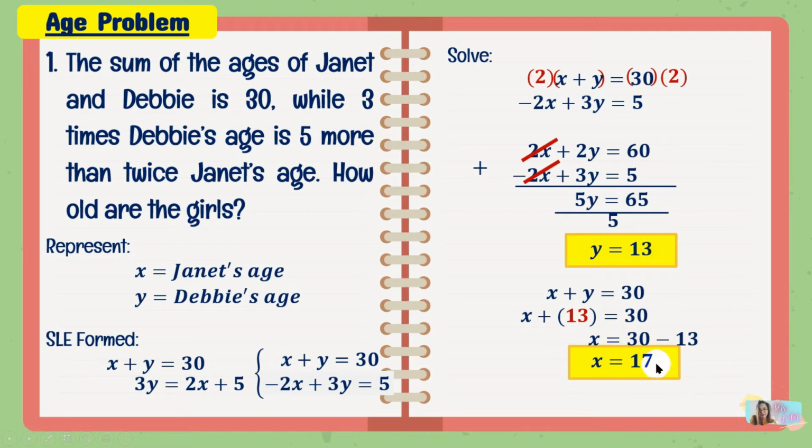So, ito na po yung ages nila. Ang x po ay kay Janet, so Janet's age is 17 years old. While for Debbie, we have 13 years old. So, ito po yung kanilang ages.